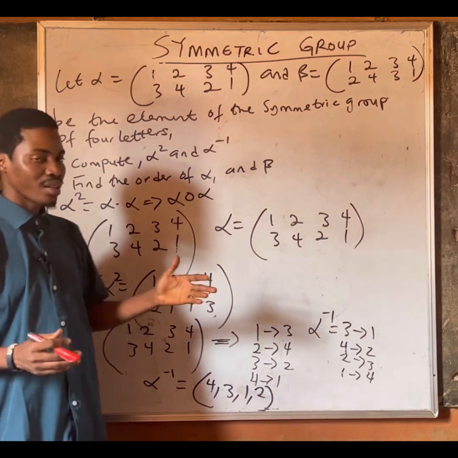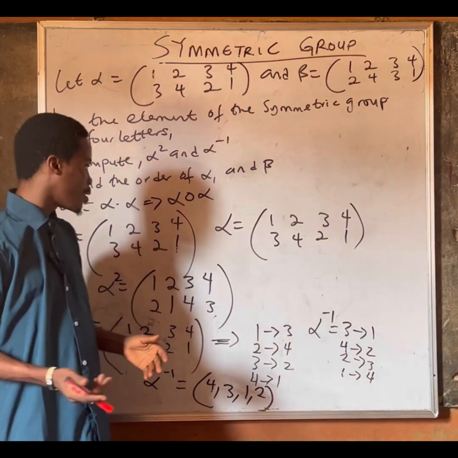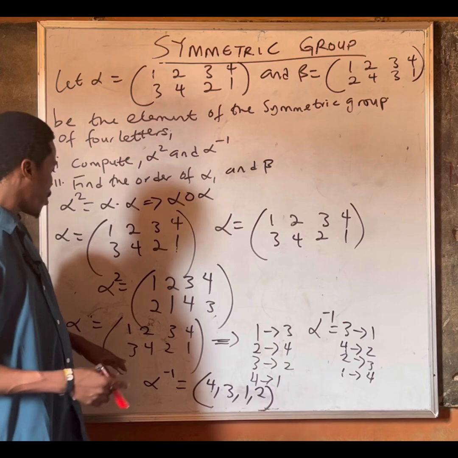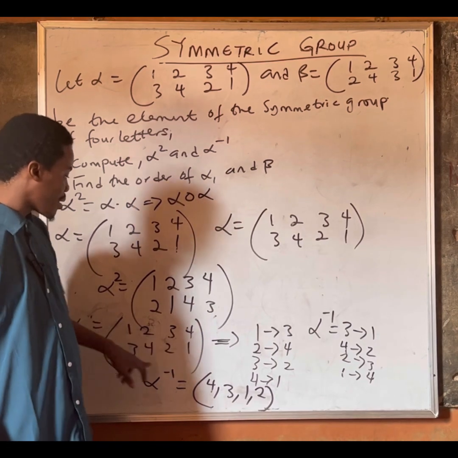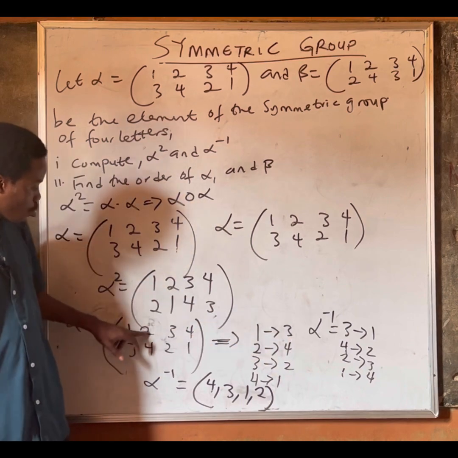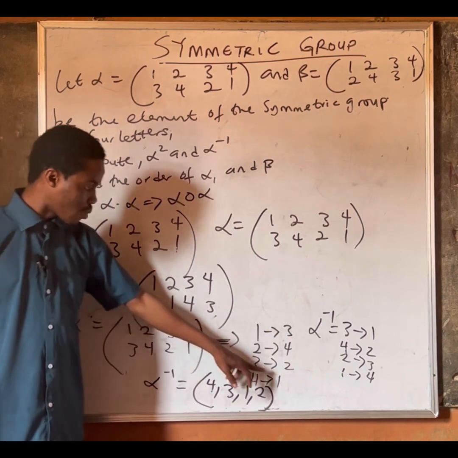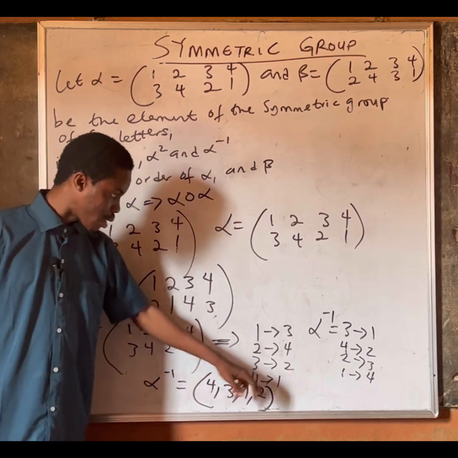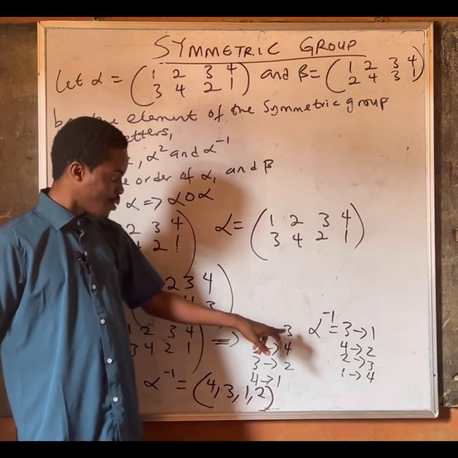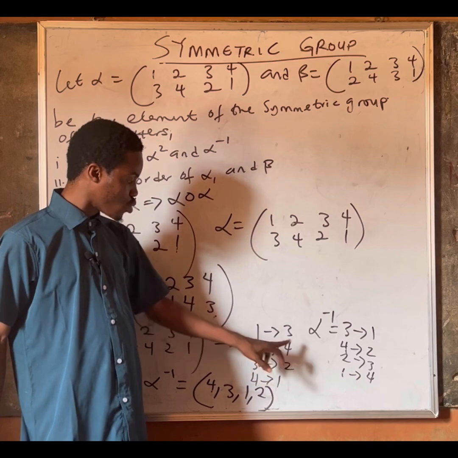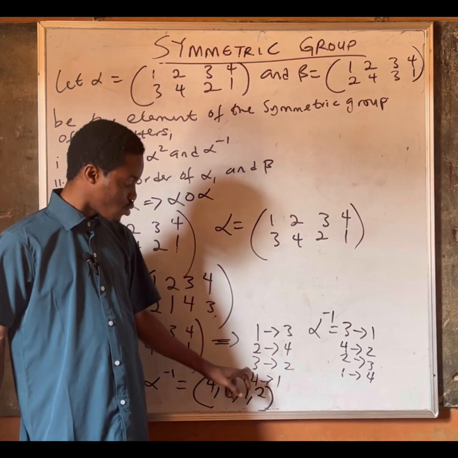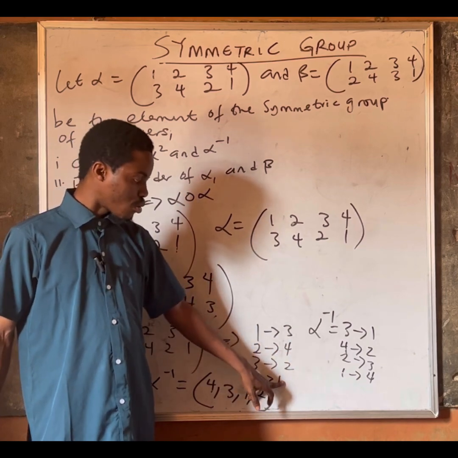So alpha inverse is just like the reverse process of the mapping. Our alpha already is 1, 2, 3, 4 over 3, 4, 2, 1. That is, our 1 is mapped to 3, our 2 is mapped to 4, our 3 is mapped to 2, our 4 is mapped to 1. So we reverse the process. That is, 3 will come here, 1 will go here. 4 will come here, 2 will go here. 2 will come here, 3 will go here. 1 will come here, 4 will go here.